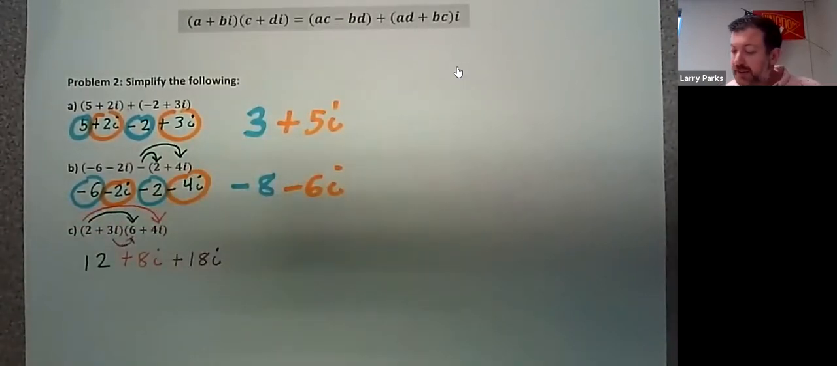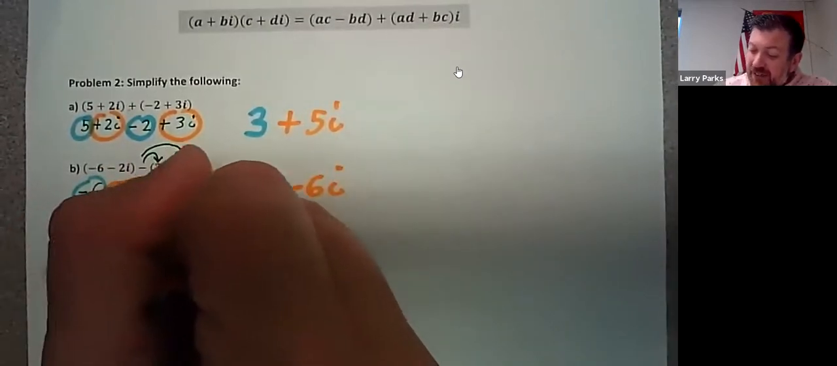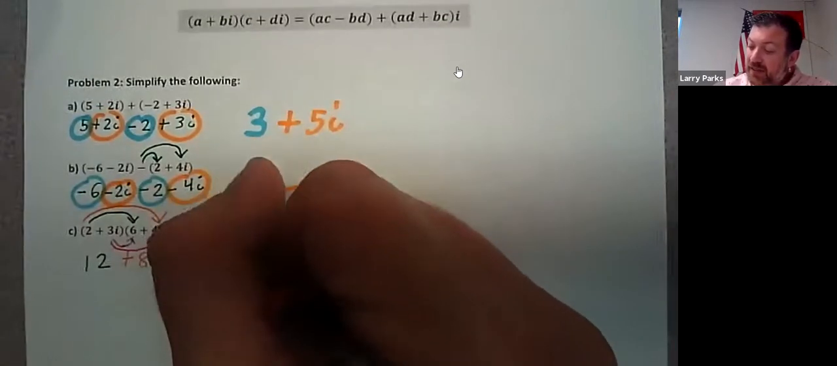And then, finally, here's another color. Oh, I haven't used pink. There we go. And then I'll take 3i times 4i, and that's 12i squared.